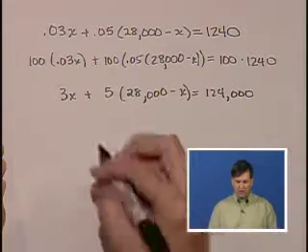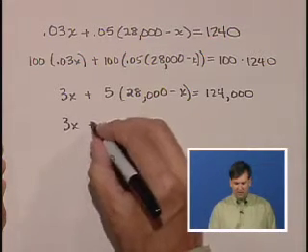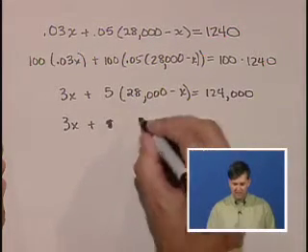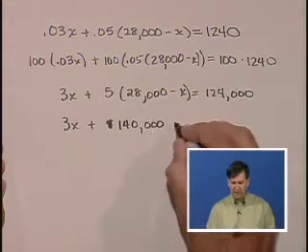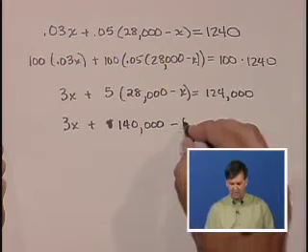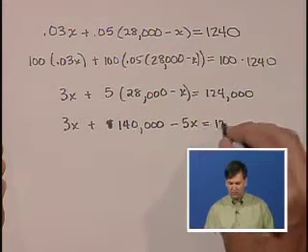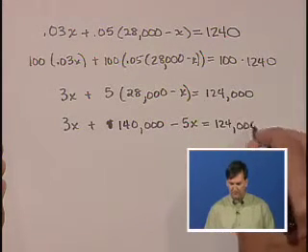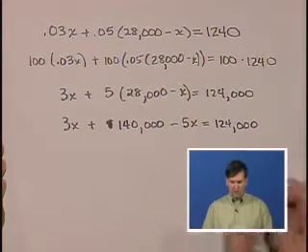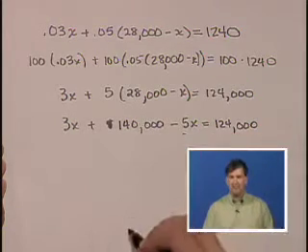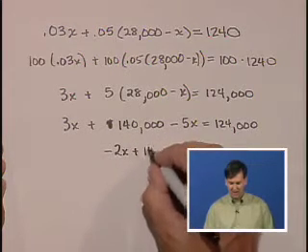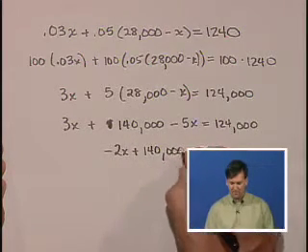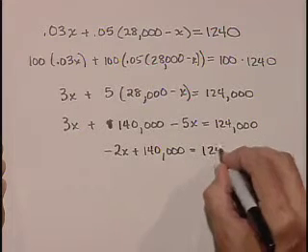Okay, now we're going to distribute out the parentheses. 3x plus 5 times 28,000 is 140,000 minus 5x is equal to 124,000. We're going to combine like terms. The 3x and the minus 5x is negative 2x plus 140,000 is equal to 124,000.